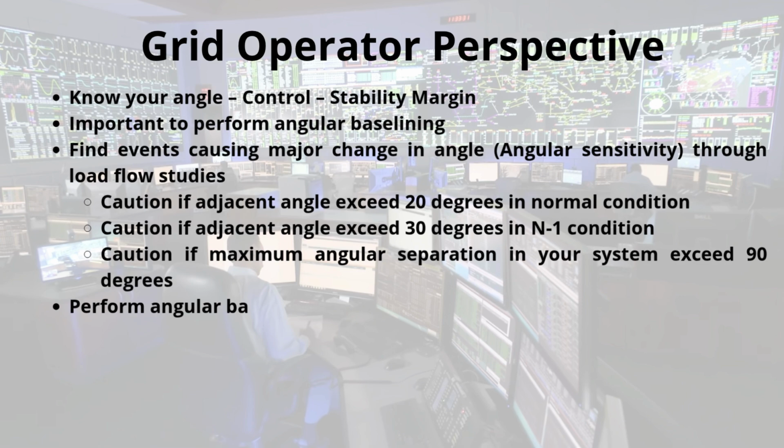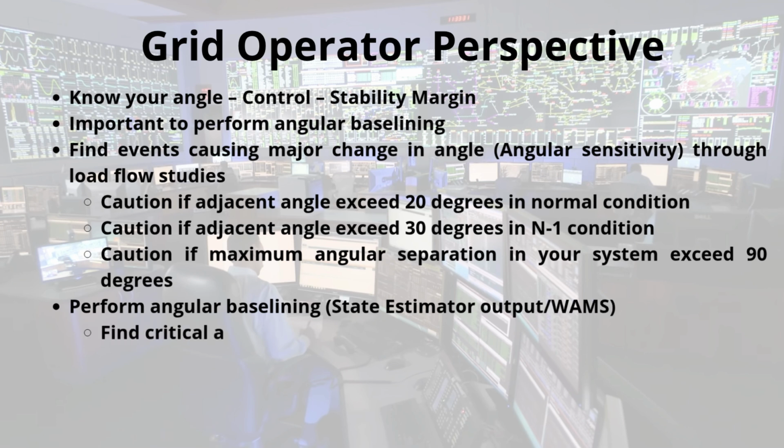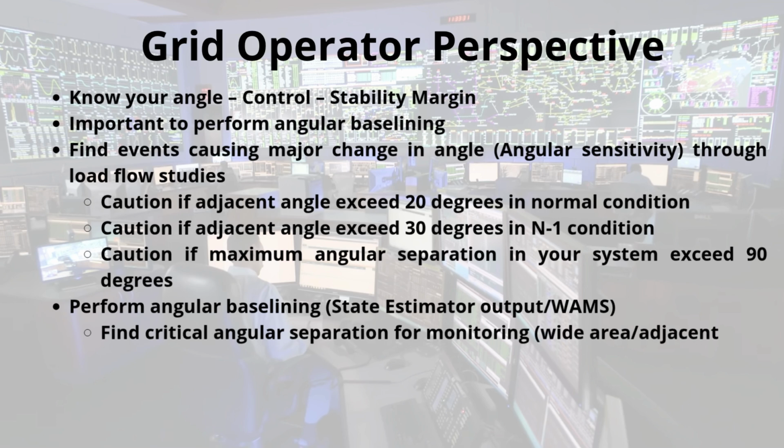Definitely. Keep an eye out if an adjacent angle goes over 20 degrees normally, or maybe 30 degrees if a key line is already out and one condition. Yeah. And extreme caution, like flashing red lights, if the maximum angular separation anywhere in their control area exceeds 90 degrees. That's a huge sign of stress, potential instability.